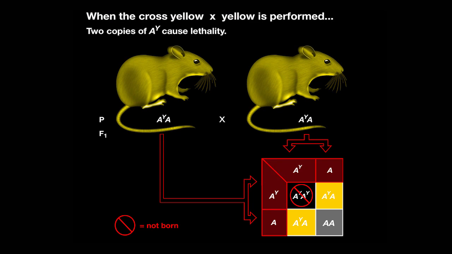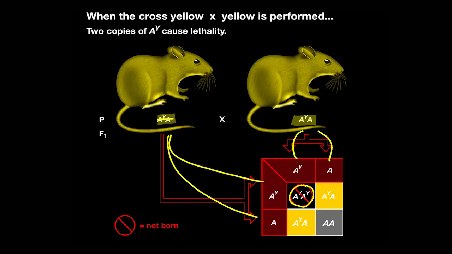So what is going on here if that's the case? Well, if you do the cross yellow times yellow, so now we know what that means, each parent can donate an AY and an A, right? So let's follow that. AY and A, and AY and A. And let's just fill in the boxes. So we get one homozygous dominant. We get two that are heterozygotes for AY and A. And we get one that's capital A, capital A. So this one looks agouti.